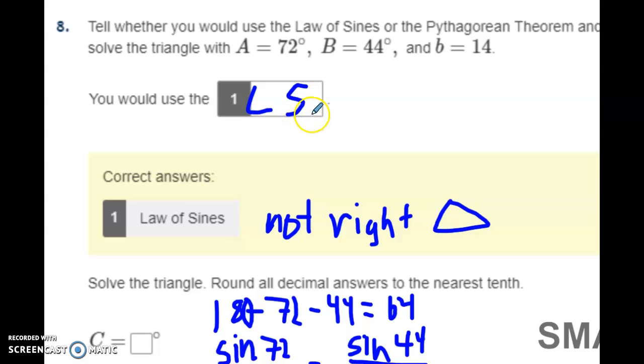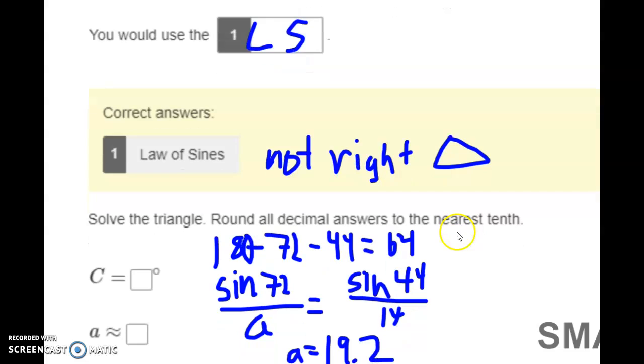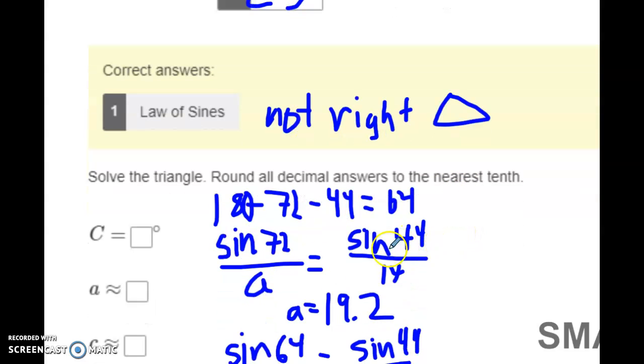And you'll have to, I think it's a choice on here. So you are going to use the law of sines because it is not a right triangle. Then I need to find angle C, did that already at 64.